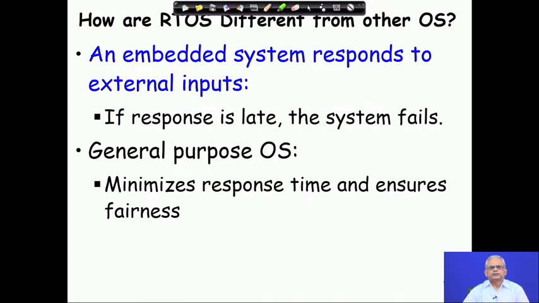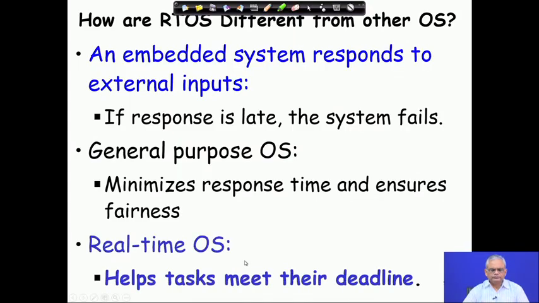On the other hand, in a general purpose operating system, the operating system's objective is to minimize the response time and ensure fairness. For any operating system, if you just look at its basic objective, it is how fast it can react to commands, complete tasks, turnaround time, and at the same time ensuring fairness.